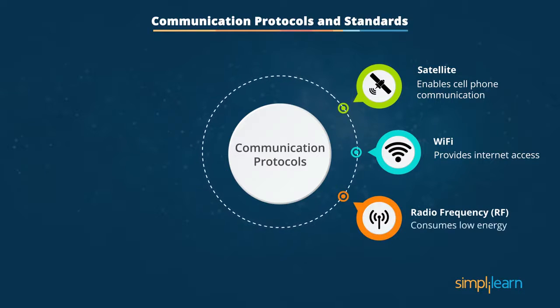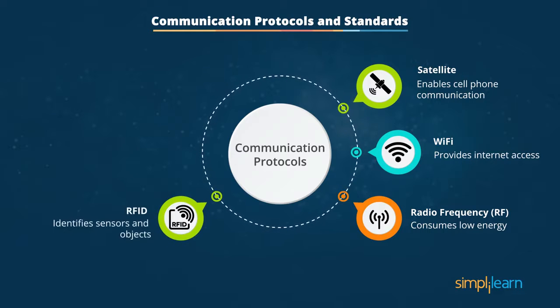The third is the radio frequency. It is the easiest form of communication. A few examples are Zigbee and Z-Wave, which use low-power RF radio. It consumes low energy, which is very advantageous. It is relatively simple to configure. The fourth in this list is the RFID. It uses wireless electromagnetic fields to identify sensors and objects. The good thing about it is that it does not require power.